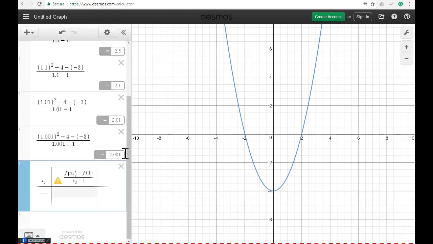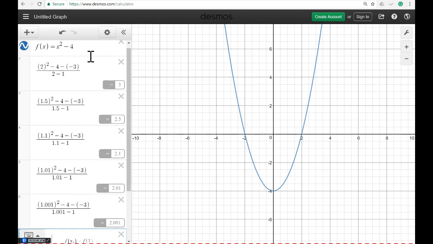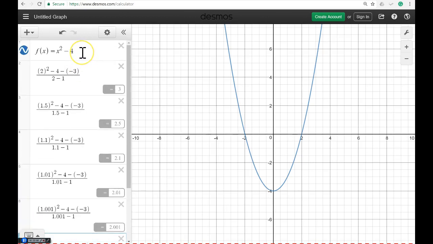Now here's the thing. It knows what f is because I defined f as x squared minus 4 up here. If you didn't do that, Desmos would say, I don't know what you want f to be, you need to tell me. So if you haven't defined f of x equals x squared minus 4 yet, make sure you do that before you construct your table.